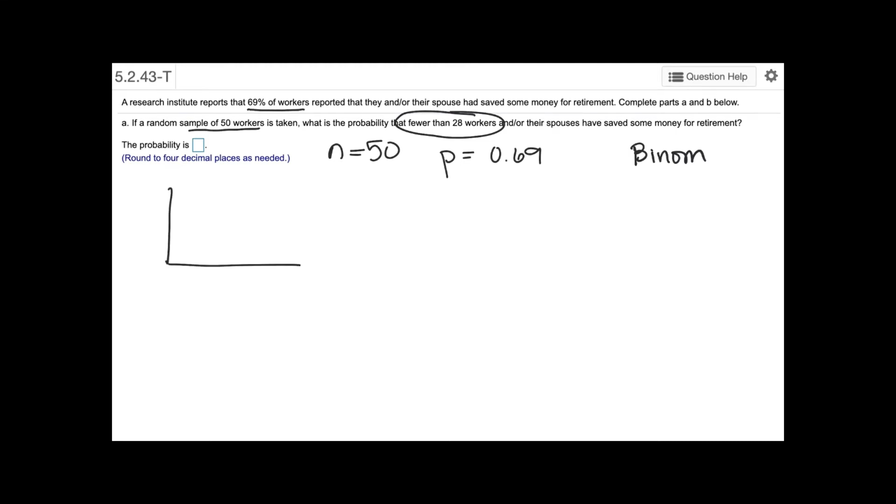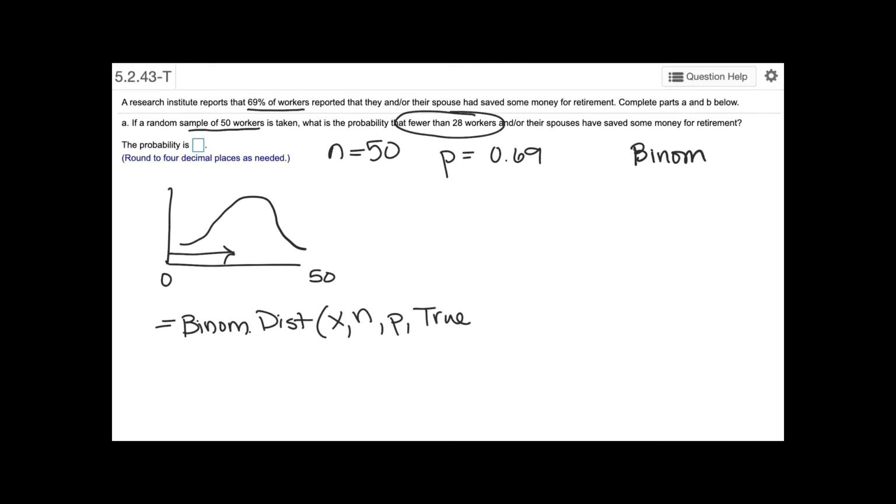So we have to remember that in Excel, it always reads our probabilities from left to right. And since we're working with a fewer than, that means it's a less than scenario. We're going to be using the formula as is, because it's going to be reading from left to right, from 0 up to 50 workers. So we're going to be using this formula right here, binom.dist. We're going to plug in an x, our n, our p, and it's true because it's cumulative in that it's adding up multiple probabilities. So here we've got our curve between 0 and 50.